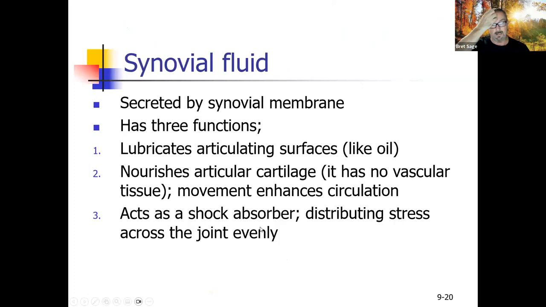More about synovial fluid. It's secreted by the synovial membrane, and it has three functions. First, it lubricates articulating surfaces like oil. Number one most important thing, in the same way that oil lubricates the metal moving parts in your car, synovial fluid acts like car oil. In addition, because the cartilage doesn't have blood vessels, the synovial fluid contains nutrients and oxygen that helps get the oxygen and nutrients to the living cells of the cartilage, which are called chondrocytes. And when you move, that circulation is enhanced, giving more nutrients to those cells. So activity is also, believe it or not, really good for your cartilage, as long as it's not really, really high impact that could cause some damage.